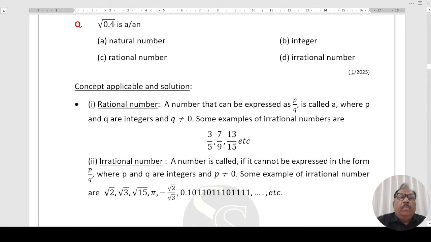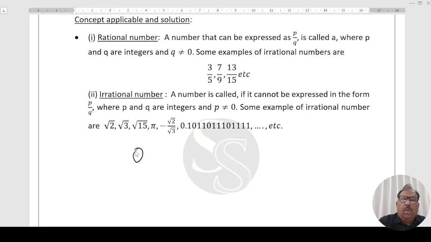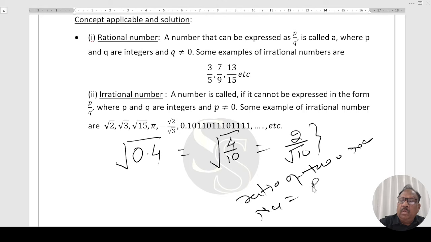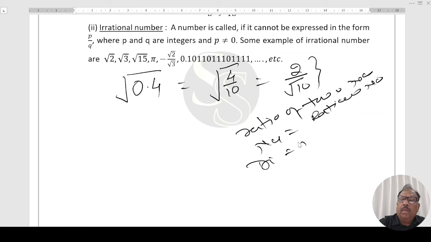Question is, 0.4 is a natural number, rational number, integer, irrational number, right? So 0.4 can be written as 4 by 10, that is 2 by root 10. Now it is a ratio of two numbers. Numerator is rational number and denominator is irrational number. Denominator is irrational number.